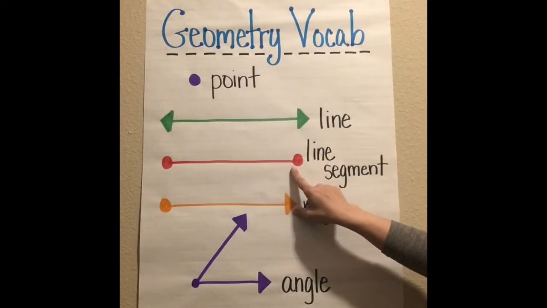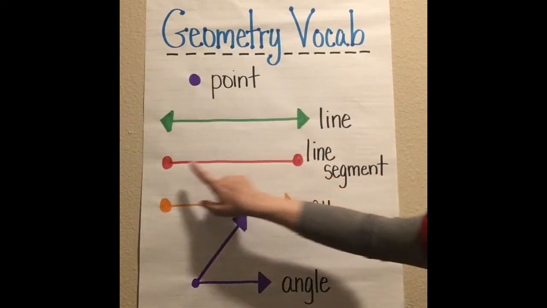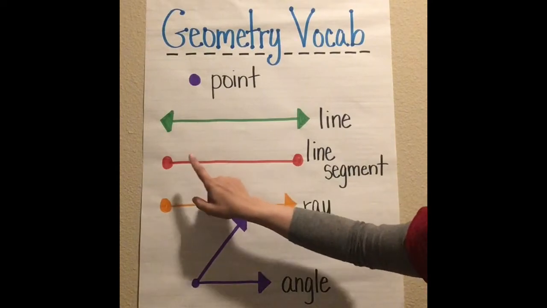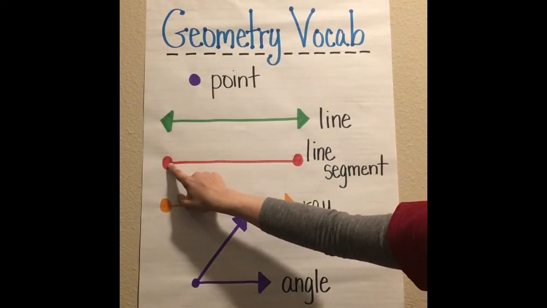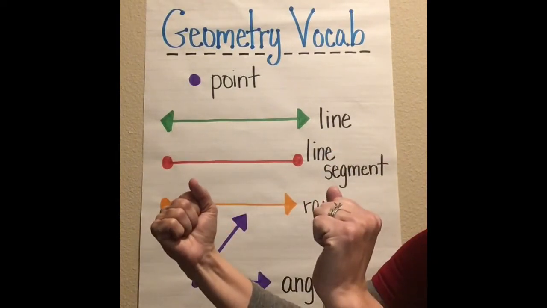Now here in the red, we have what's called a line segment. The line has two arrows. This line segment has 2 points, but actually, these 2 points are called endpoints. It's a part of a line, but it has 2 endpoints, meaning that it stops.